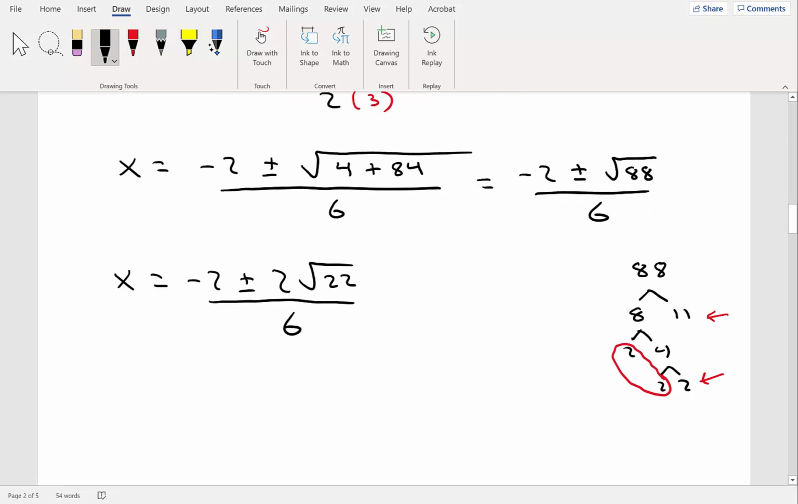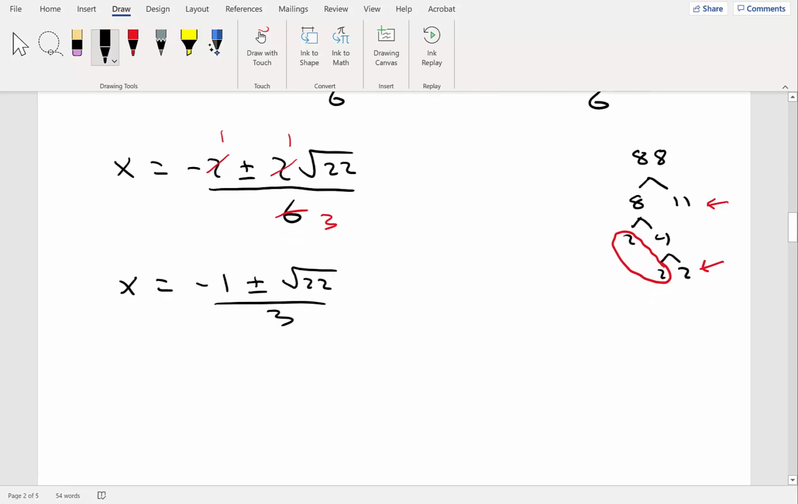Now from here we could simplify even further than this. Since these terms are all divisible by 2, I can go ahead and divide each one of these by 2. So 2 goes into 6 3 times, 2 goes into 2 once, and it goes into this 2 once as well. So I get x is equal to negative 1 plus or minus the square root of 22 over 3.